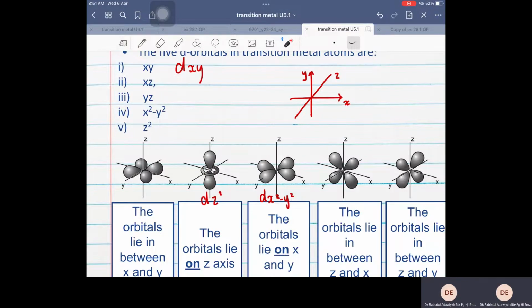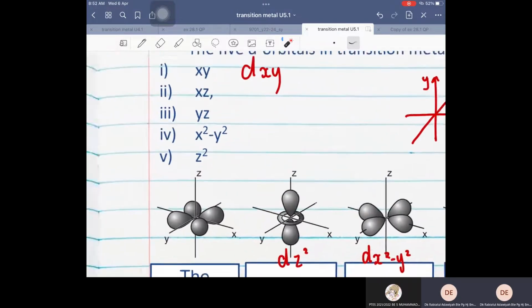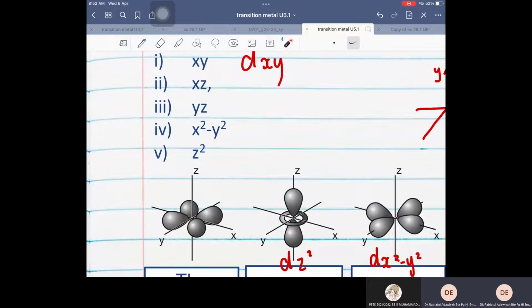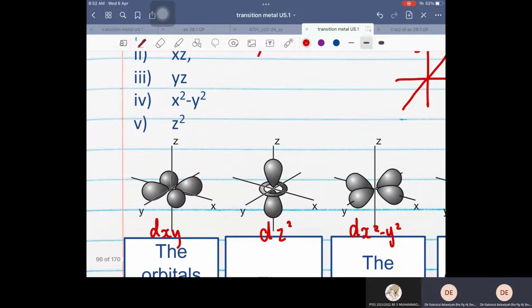Okay? xy, xz, yz, they do not have that power 2 in their letter, which means that these lobes are sitting between the planes. Okay, so let's have a look at the first diagram. Not easy to see, but can you see that these lobes sit in between the y and the x axis? So we call this the xy. Okay, I'll teach you how to draw it in 2D later on.